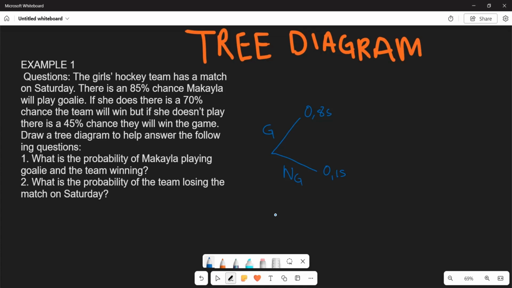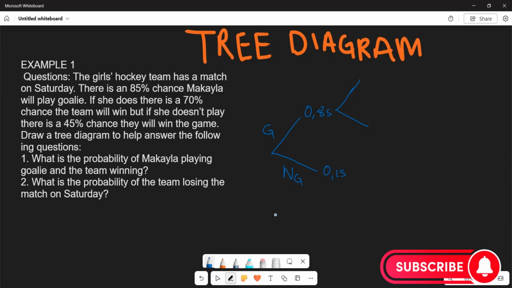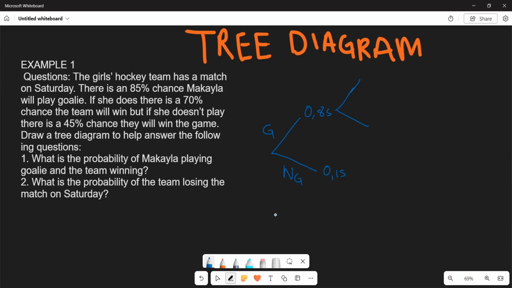Now they are saying that if she plays goalie, there is a 70% chance that they will win. So what do we do? From this branch, remember this is if she is playing goalie, you are going to have another two branches of events, which are the chances of winning or not winning.